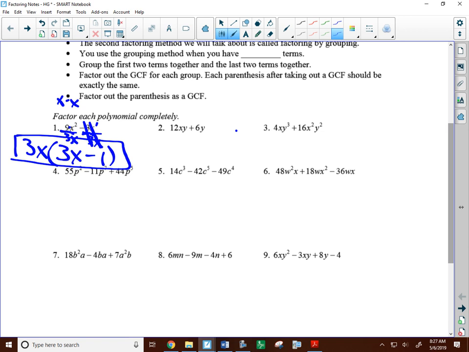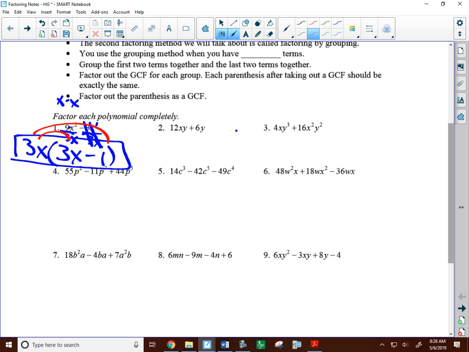Now, a lot of these I'm not going to have answers provided because you can check your answer by doing what? Distributing. So if you distribute, or if there's multiple terms, you might need a FOIL. 2 binomial terms, you might need a FOIL. But that's how you can check all of your answers.